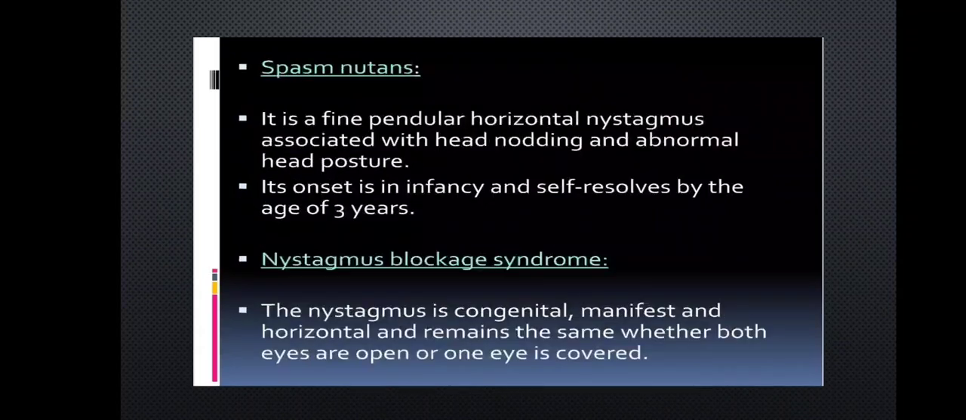Spasmus nutans is a fine pendular horizontal nystagmus associated with head nodding and abnormal head posture. Its onset is in infancy and it self-resolves by the age of 3 years.